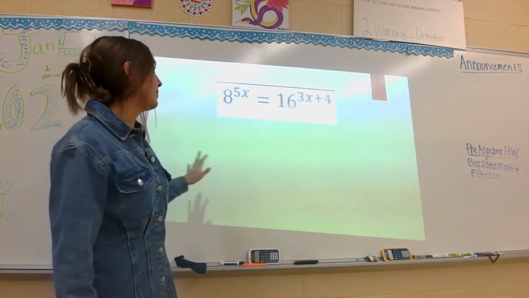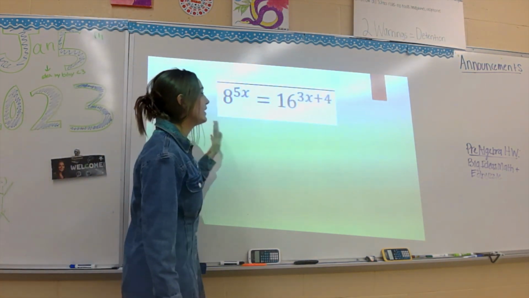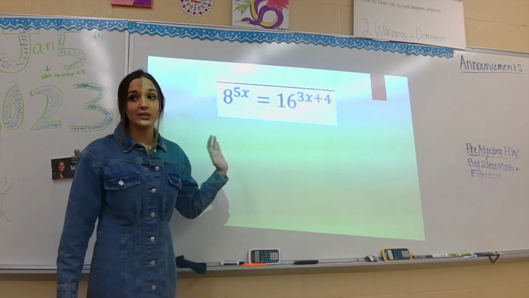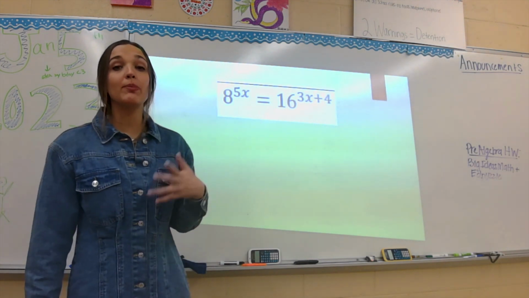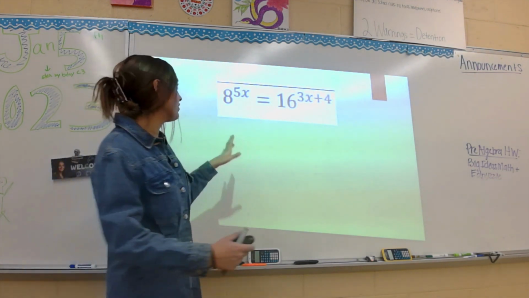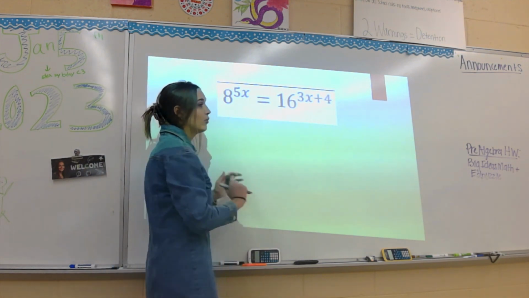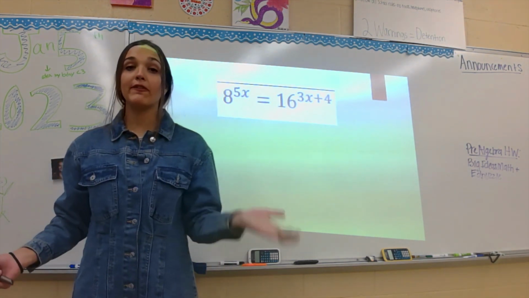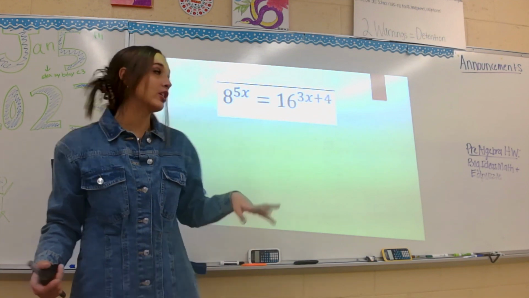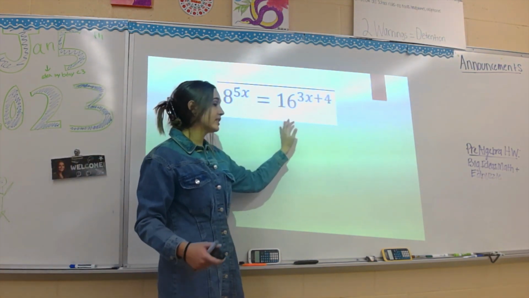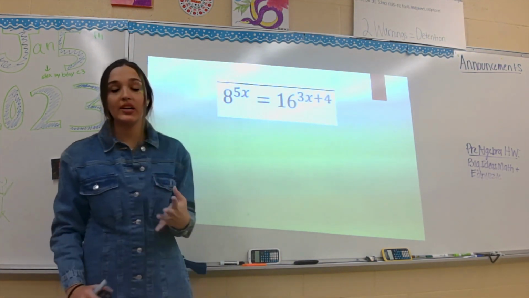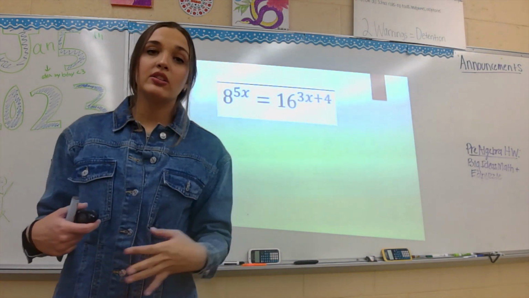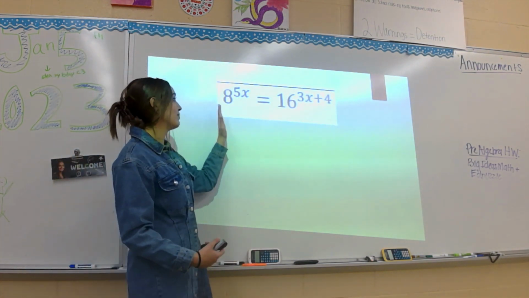So we have this problem up here that's 8 to the 5x equals 16 to the 3x plus 4. And I want to get their bases to become the same. The bases here are 8 and 16. We want them to be the same number. My first step I always do is look, we have 8, 16. 16 is my bigger base, so I'm going to try to change 16 to become in terms of our smaller base.